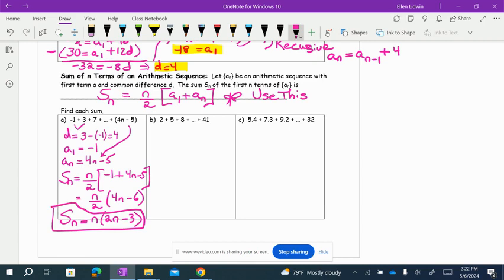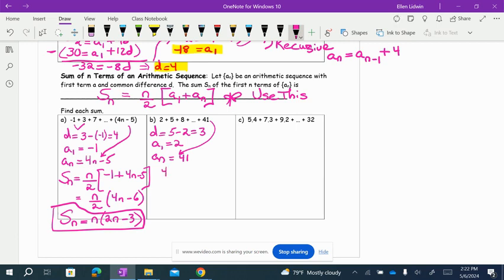All right, next one. We look at the difference. So d would be 5 minus 2, or 3. Looks like 5 plus 3 is 8. A sub 1 is 2. A sub n is the nth term, so that equals 41. So now I'm going to say, okay, I need n. I only know the value is 41, but I don't know the number of terms that I have to use on the outside to take the average.